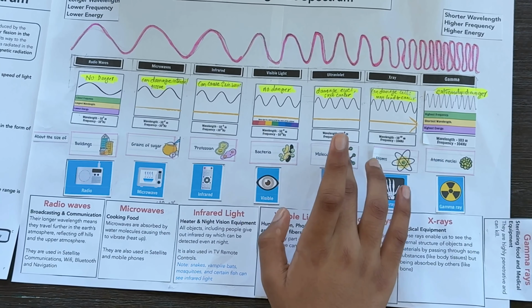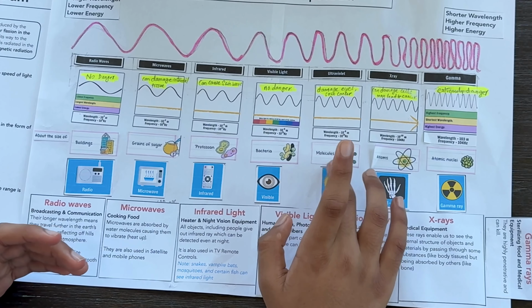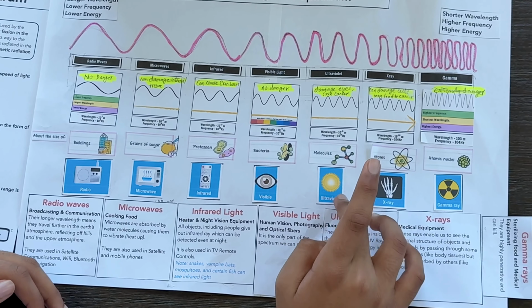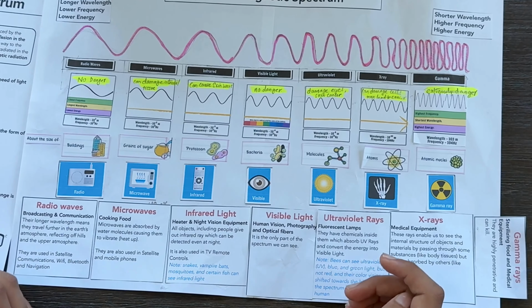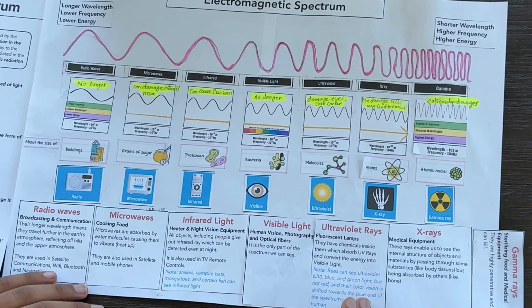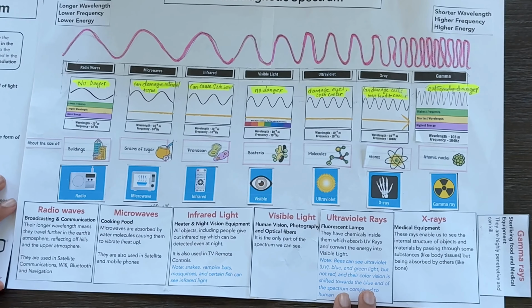Now, the ultraviolet waves typically come in the size of a few molecules, and they really originate from the sun. Some animals that are able to see ultraviolet waves would be bees.